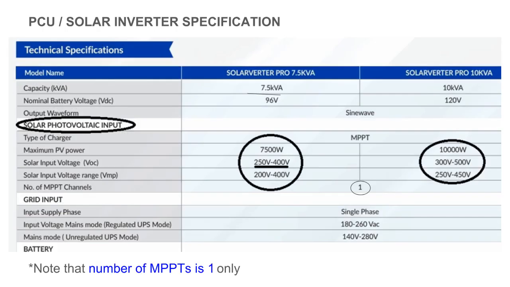At the same time, we take out the PCU or inverter specifications and look for the solar PV input section. Here we are checking for maximum PV power and the input VOC range. You can see here two capacities of PCUs and their respective specifications. 7.5 kVA PCU has a VOC range of 250 volts to 400 volts and 10 kVA PCU has a VOC range of 300 volts to 500 volts.